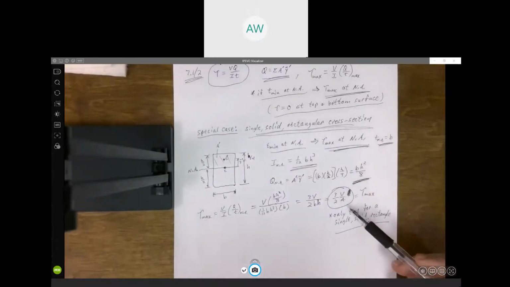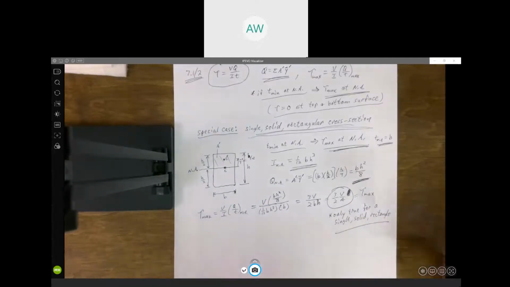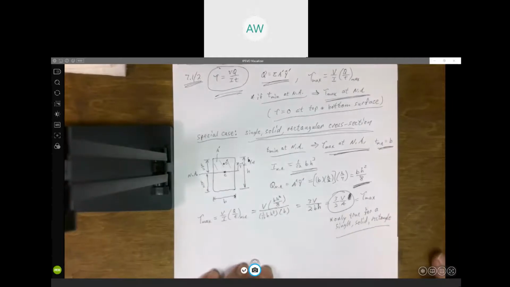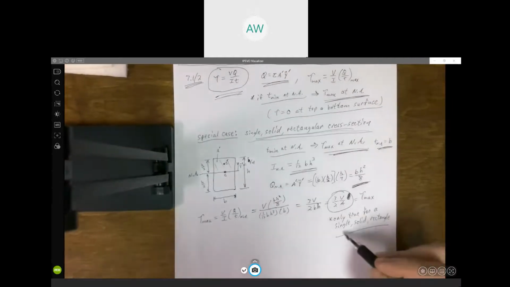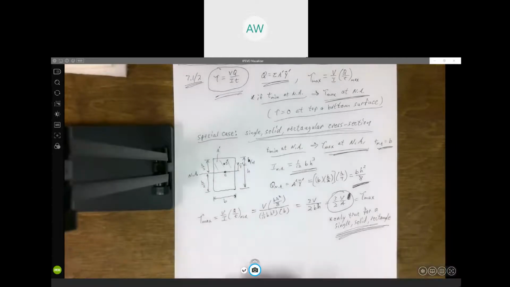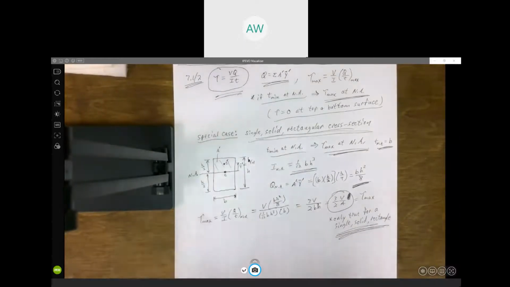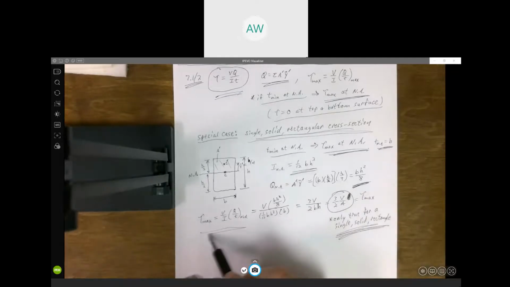It's quicker and easier, shorter, less work than going through and calculating what I is and what Q is and plugging into this formula. You can just do 3/2 V over A. All right. Just remember, don't try to use this somewhere it's not applicable. Any questions about that result? It gave us a good example of applying this formula.